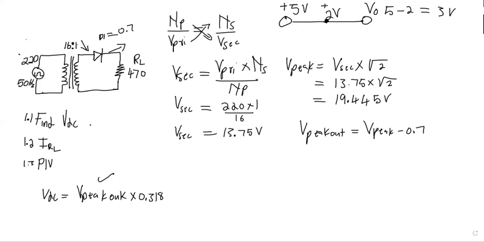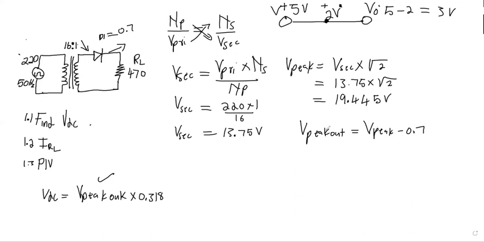It's like this. This is V peak, and this is the voltage across the diode, which is the V diode, and this here is your V peak out. So that's how V peak out is formed. You can derive it. You don't need to memorize it.